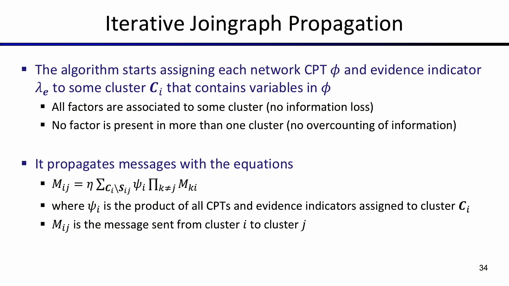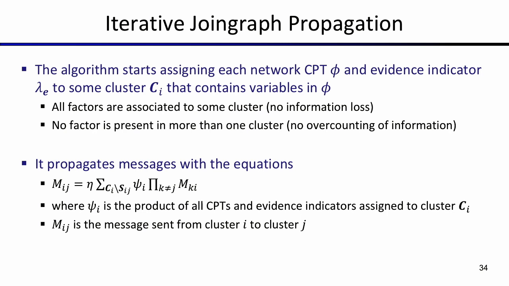At the same time, we need to guarantee that each factor is only associated to one cluster, so there will be no overcounting of information. We cannot take one factor and associate it to two or more clusters, because we would replicate the information in that factor in more than one cluster. And once we have associated the factors and evidence indicators to the clusters, we start exchanging messages.